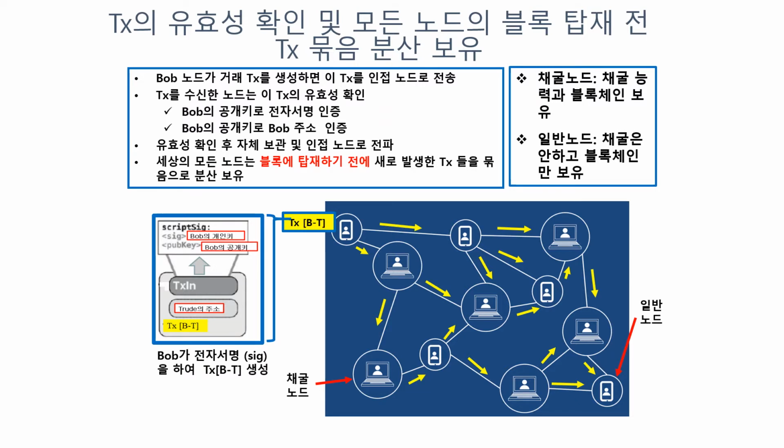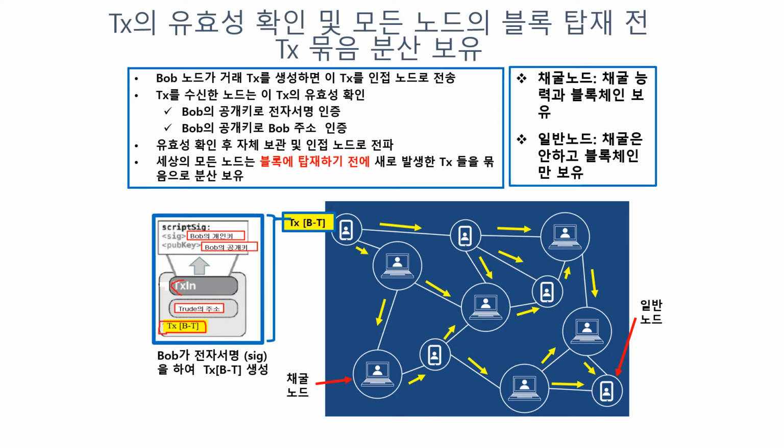Okay, let's see how a transaction propagates to all blockchain nodes. For example, here is a transaction from Bob to Truth. It's a transaction from Bob to Truth.